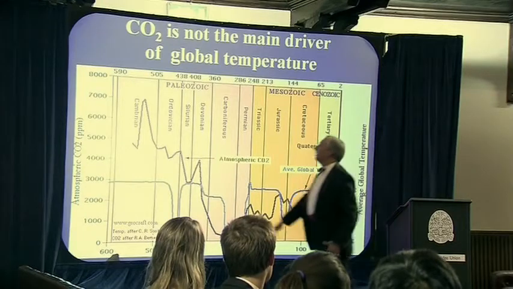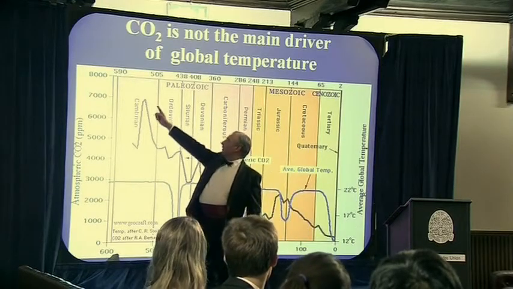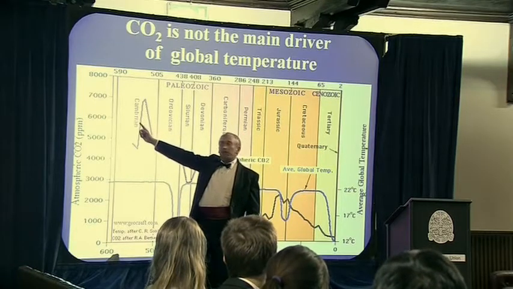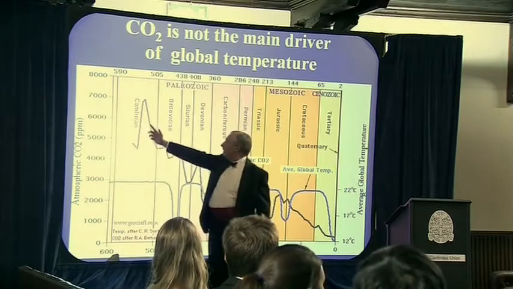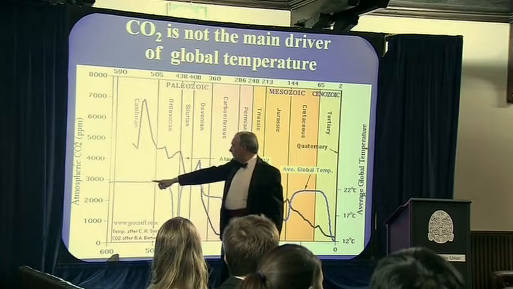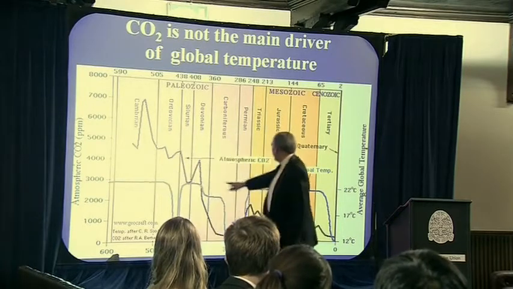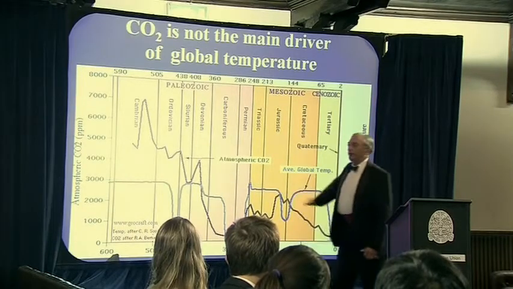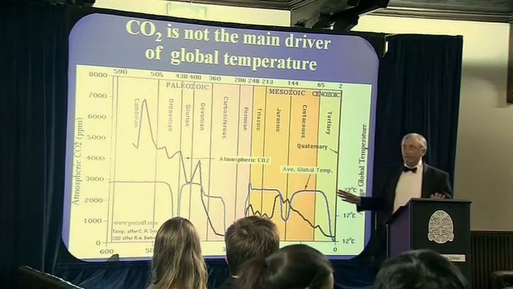And here we had almost 7,000 parts per million of CO2 compared with 385 or thereby today. 7,000 then. Temperature managed to get up to about 22 Celsius and has never really gone much higher than that at any time over the past 500 million years. As best it can be reconstructed.